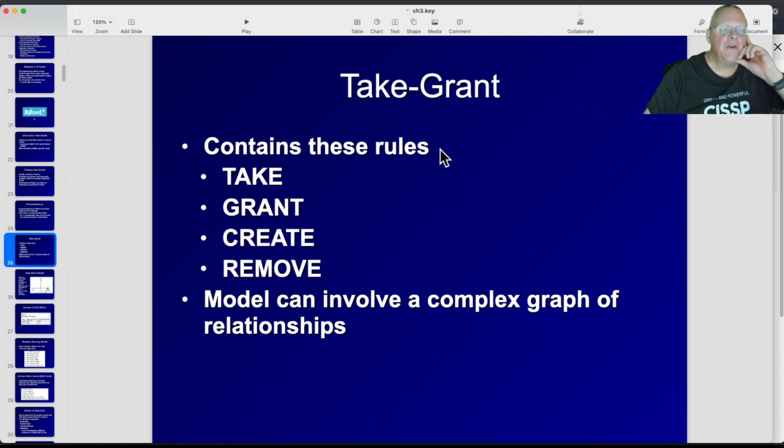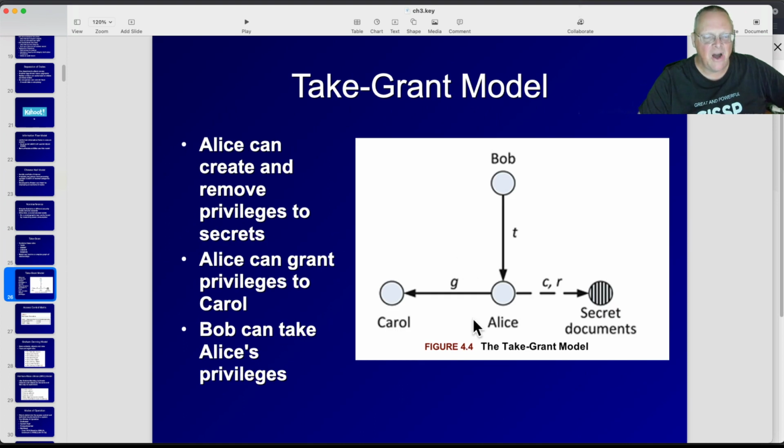All right. Then there's take-grant, where you can take privileges and grant privileges and create and remove things, and you have a complex model. So Alice has access to these secret documents. Alice can grant privileges to Carol, but Bob can take away Alice's privileges. So it's just another way to have a complex arrangement of different people having different powers to create the necessary security model for a business situation.